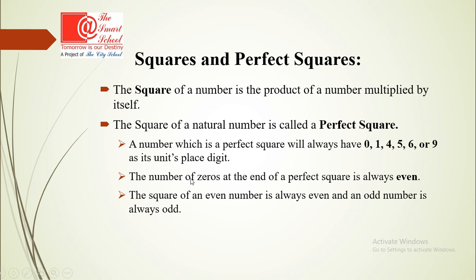The number of zeros at the end of a perfect square is always even. Like 60 is never a perfect square, but 100 is a perfect square. 20 is not a perfect square, but 200 is a perfect square. The square of an even number is always even, and of an odd number is always odd.